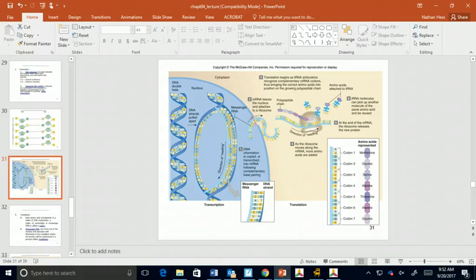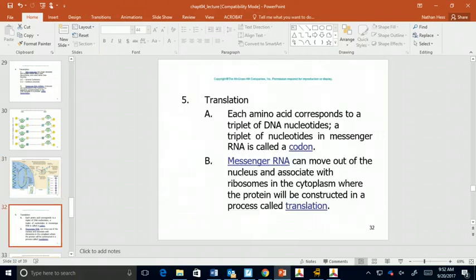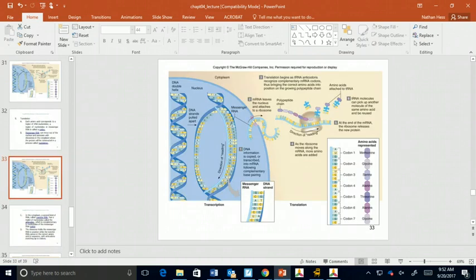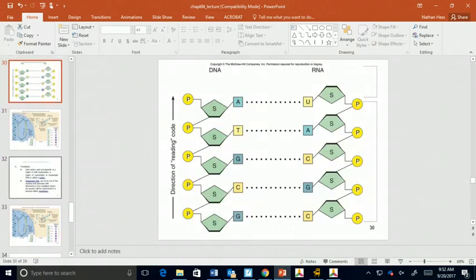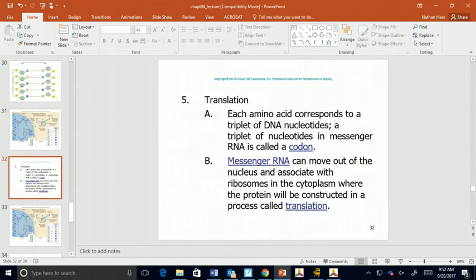So make sure you're connecting what you've learned in the past to what you have now. We know the ribosome is where the proteins are created, right? Protein synthesis, that's what it does. This is the process of how that works. So that messenger RNA, the mRNA, comes to the ribosome, and they begin a process that we call translation.